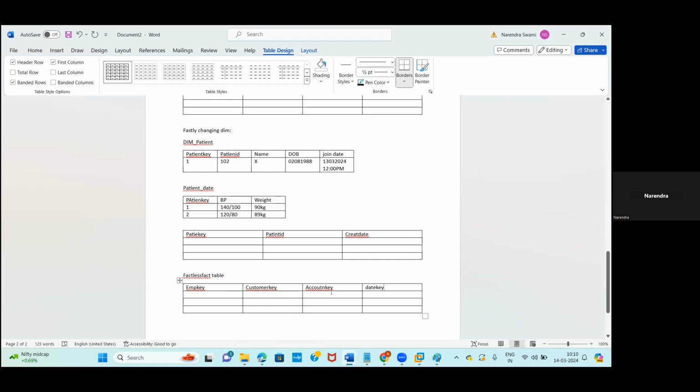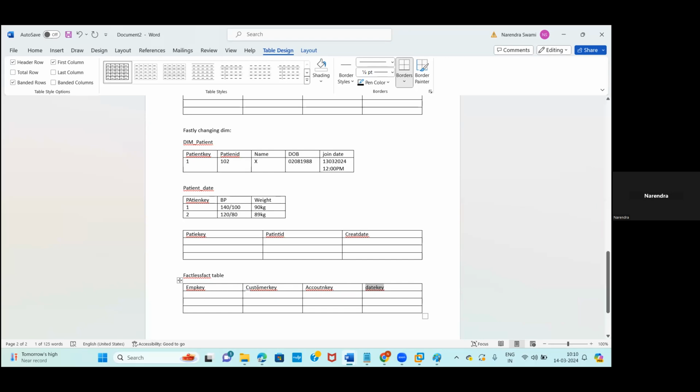How many accounts does he have? How many policies were created for a particular customer, the number of accounts on a particular date, or the number of accounts created for a particular customer on a particular date. Based on this fact table, even though there are no facts and measures, with only the keys we can derive something. That is what the factless fact table is useful for. Got it?